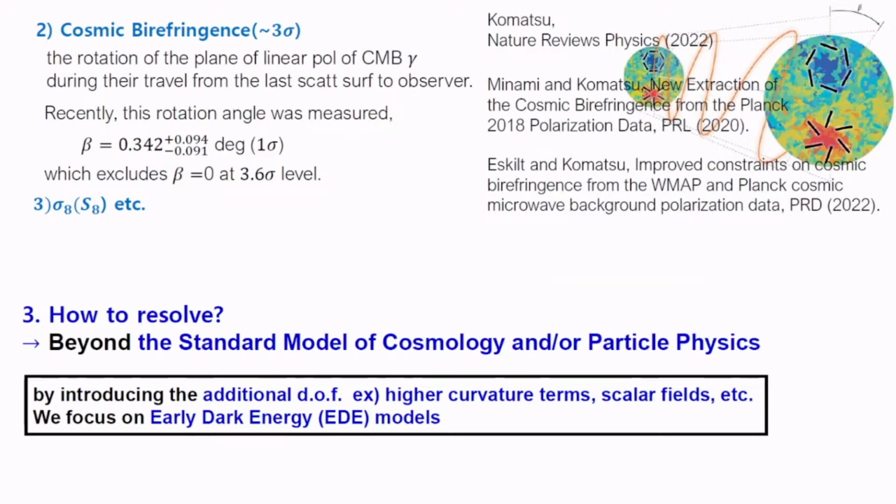To resolve it, we have to go beyond Einstein gravity. That is a necessity. Going beyond Einstein gravity and Lambda CMB means we are introducing some additional degree of freedom. It can be some fields like scalars, or it may really be changing the metric by introducing higher curvatures. So today, what I'm going to do is introduce some scalar field and think about some models, so-called early dark energy. Okay.